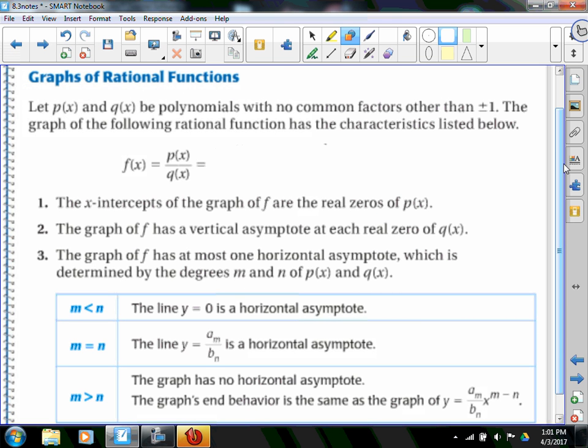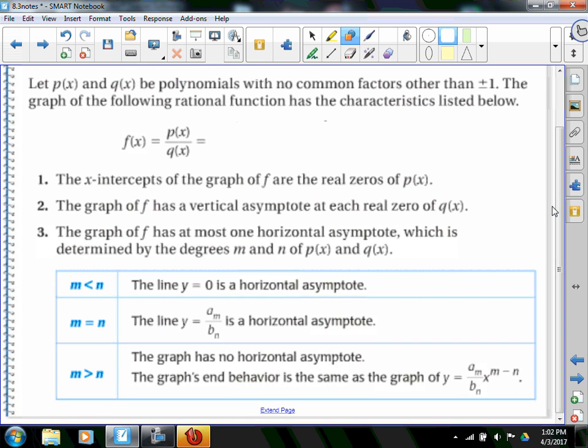So again, number 1 is saying if you need to find the x-intercepts, you set the numerator equal to 0 and solve. Number 2 says if you need to find the vertical asymptotes, you set the denominator equal to 0 and solve. Number 3 says there's going to be at most one horizontal asymptote. Sometimes there isn't one. The table below says if the numerator is linear and the denominator is quadratic, something like that, or maybe the numerator is just a number and the denominator is some kind of linear expression, then the line y equals 0 is going to be a horizontal asymptote.